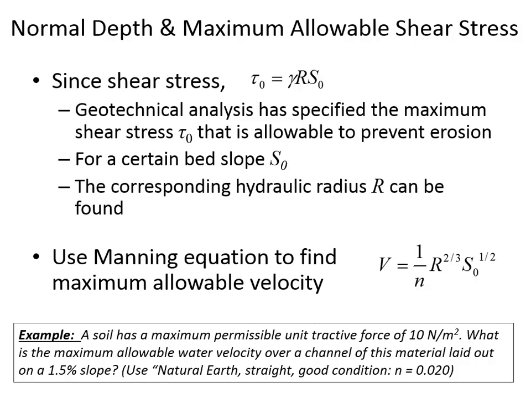And now we put in the hydraulic radius directly. That's equivalent to this maximum shear stress, and it's to the 2/3 power, and the given slope of 0.015 to the 1/2 power. When we substitute that and compute it, it's 1.02 meters per second is the velocity that will cause a tractive force of 10 newtons per meter squared.